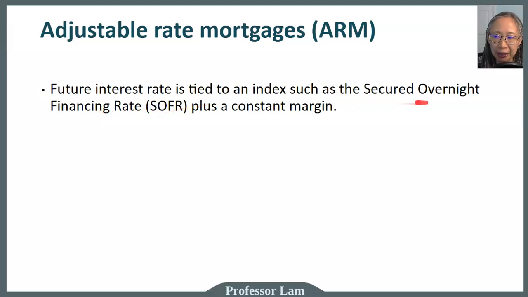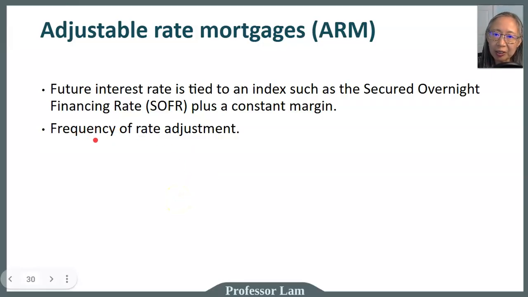SOFR stands for the Secured Overnight Financing Rate. This is the rate that banks charge each other. The prime rate is the rate that banks charge their best customers. And you will pay a constant margin. So the margin is typically constant, but the base index can go up or down.